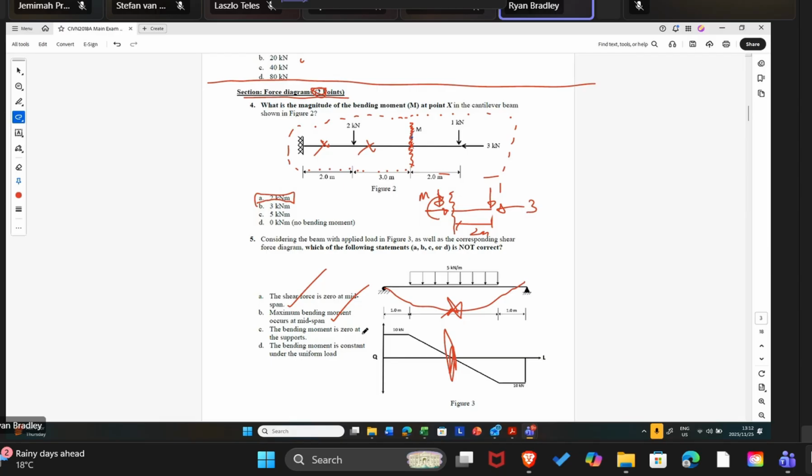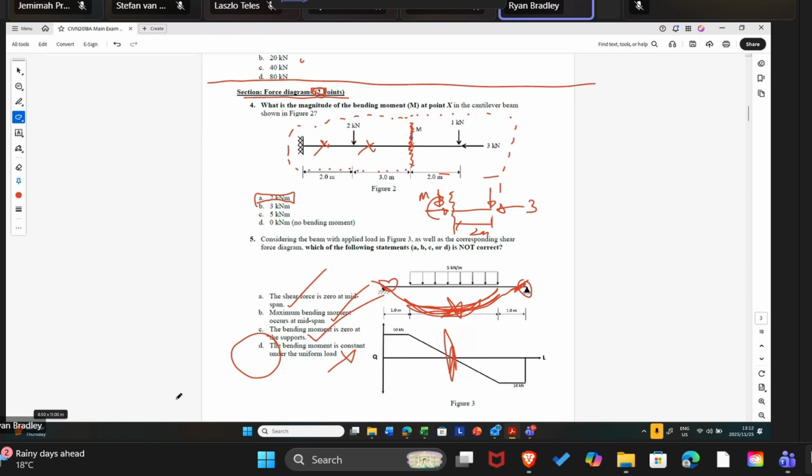Okay, the bending moment is 0 at the supports. That is correct. This is a pin and this is a roller. So we know that this can't transfer a moment, this can't transfer a moment. So this has to be 0 moment here, 0 moment here. That is correct. The bending moment is constant under the uniform load. No, it's not. The bending moment is curved, parabolic under a uniform load. That is the one that is not true.